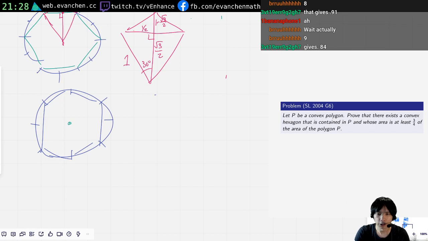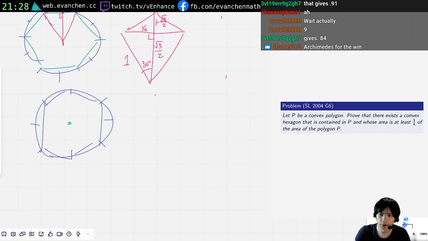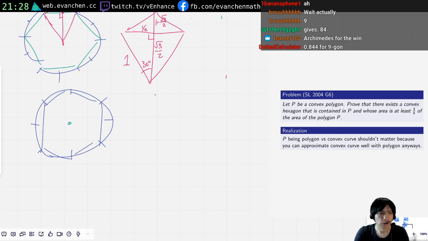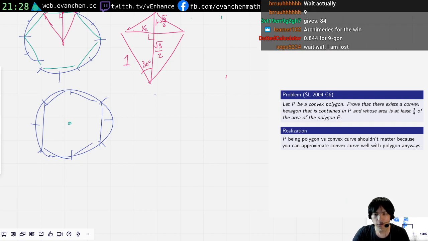Realization: P being a convex polygon versus a convex curve shouldn't matter, because you can approximate P with a convex curve, or well, with polygons anyway. Sorry, I totally didn't notice this. I'm sorry, guys. We got baited. That means that n-gon shouldn't really matter.